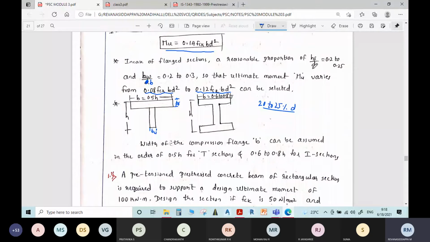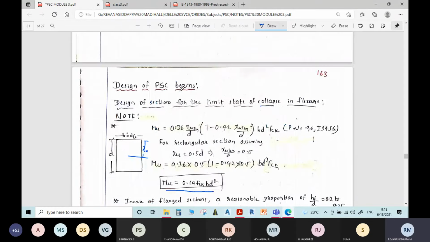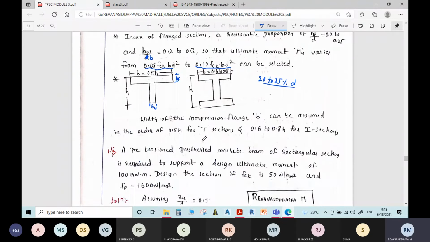Remember these conditions, how the height or depth of the flange is selected and how the width of the web is selected; that is more than enough for the design of the section. So this is a brief idea on how the beam will be designed, whether it may be a rectangular beam or a flanged beam.